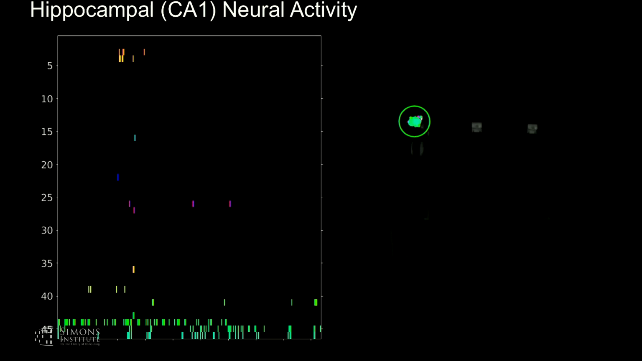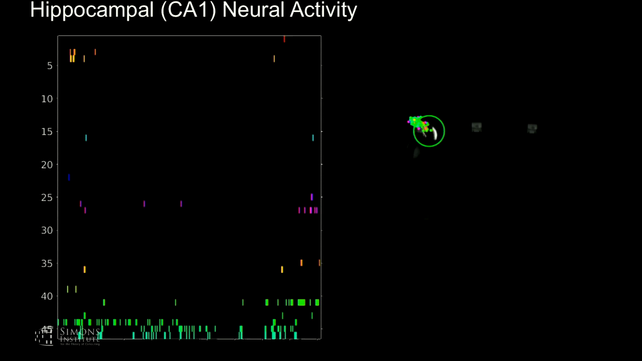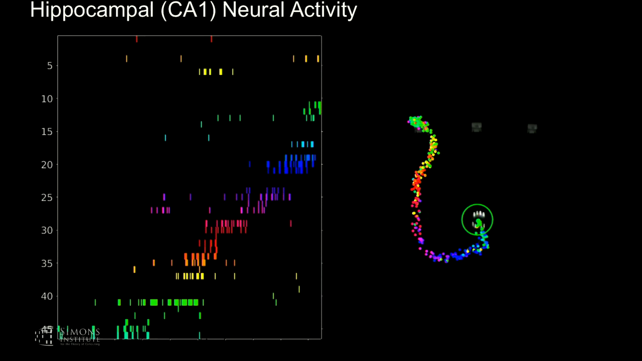But here we have a rat. You can't really see it, but this is a W-shaped track. This is the activity of 46 simultaneously recorded cells. And what you'll see in here, this is, by the way, 50% speed, so this is slowed down. You see these beautiful cells that are active in specific locations along the track.